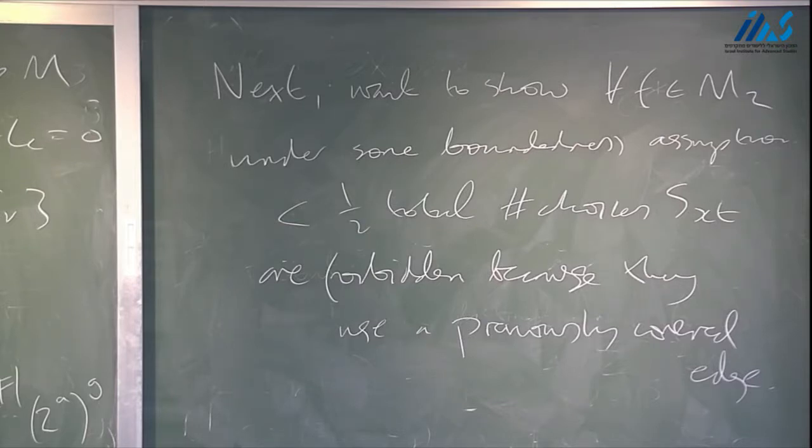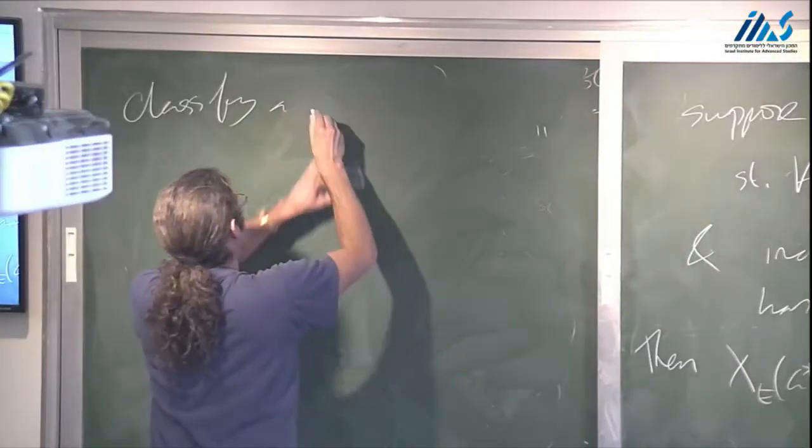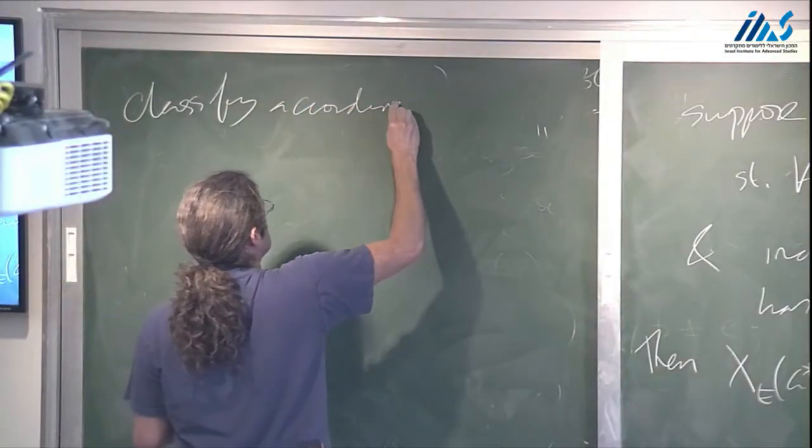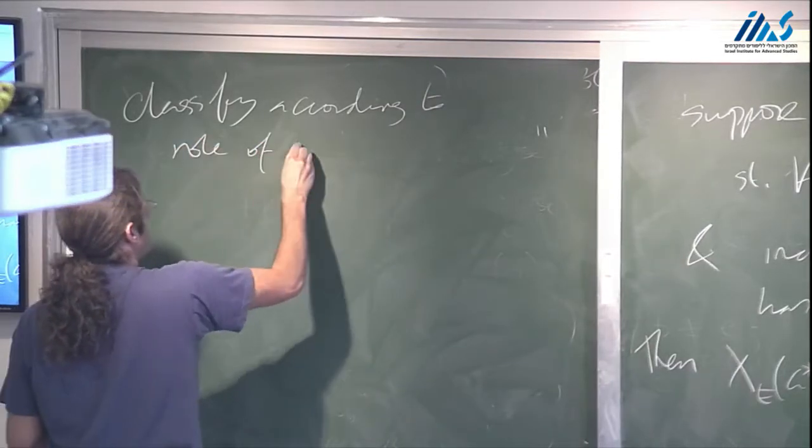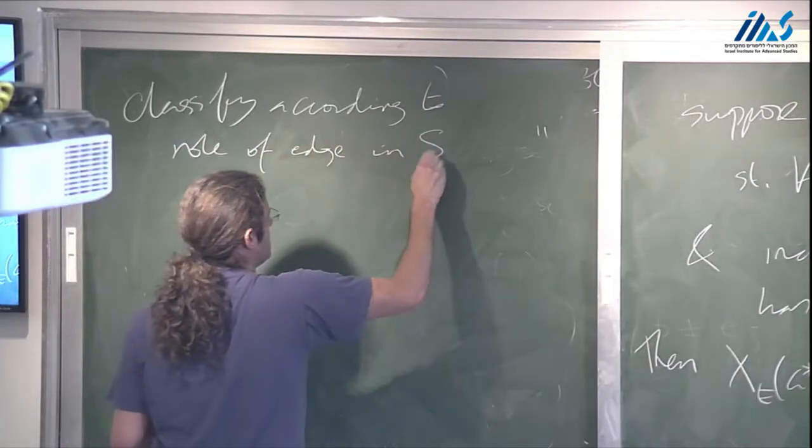So we need to classify these forbidden choices according to the role of the edge in the shuffle that's going to be hitting the edge which has been used. So classify according to the role of edge in SXT.